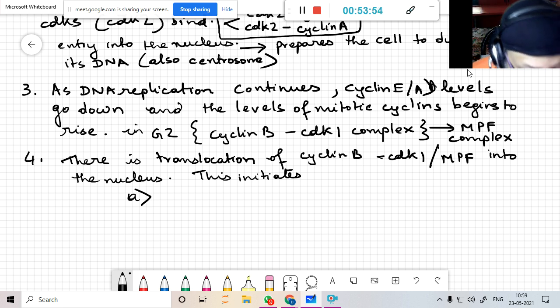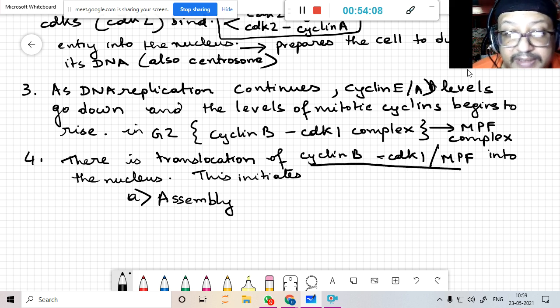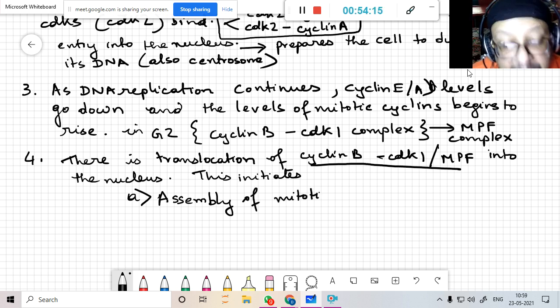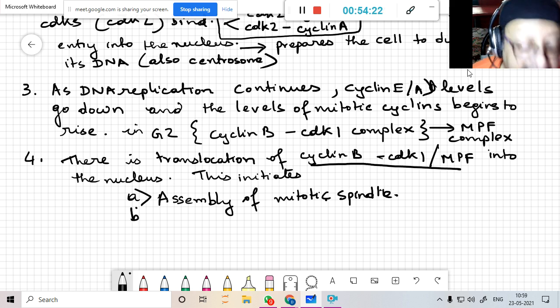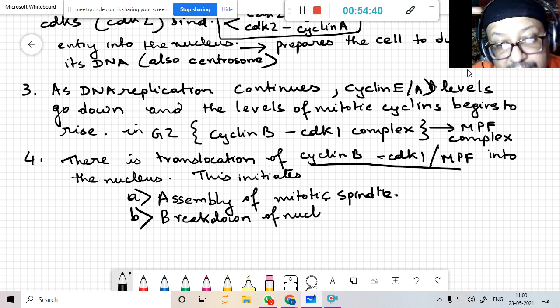First thing is the assembly of the mitotic spindle. Spindle fibers start to form because of this cyclin B, CDK, MPF. Assembly of mitotic spindle. The next step, what has happened? The nuclear envelope breaks down. The nucleus is breaking down, disappearing. Breakdown of nuclear envelope.